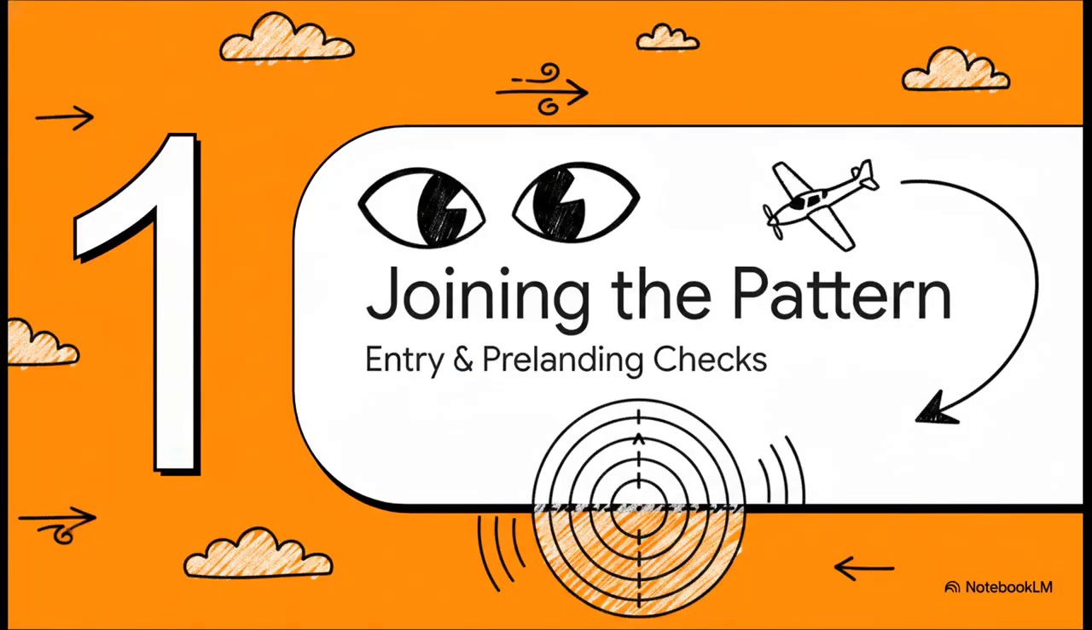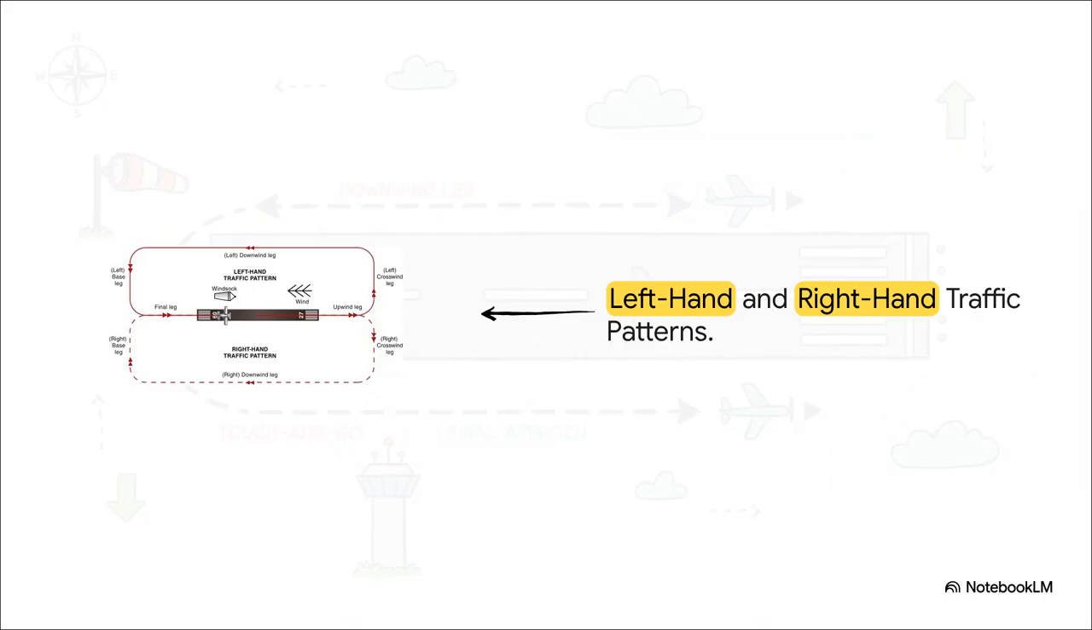Okay, let's dive into Section 1, Joining the traffic pattern, entering the pattern and pre-landing checks. Let's get our bearings here. Whether you're flying a standard left-hand traffic pattern or a right-hand pattern, your entry procedure is exactly the same. You want to enter in level flight right abeam the midpoint of the runway and bang on pattern altitude. You're flying with reference to the horizon and your instruments, sure, but, and this is absolutely crucial, you are positioning the aircraft relative to the runway. You maintain this pattern altitude until you're right abeam the approach end of the runway.